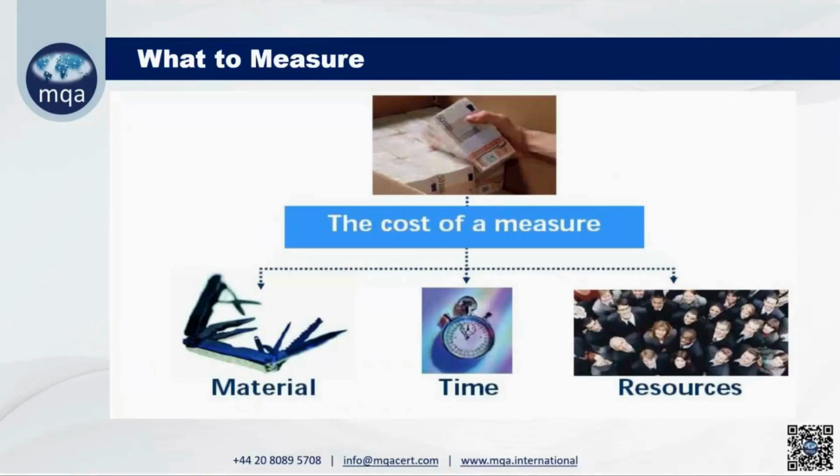Now, when we talk about measurement, it is always a cost. Why is it a cost? Because measurement needs material. We need tools and equipment. Nowadays, if you want to measure something in terms of finance, we need software. Then we need time to measure. Time to measure in the sense that, first of all, we have to know what to measure. We have to learn how to measure it. And then it takes time to take any measurement.